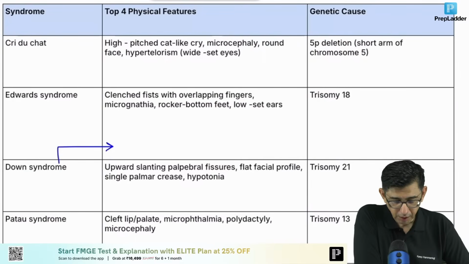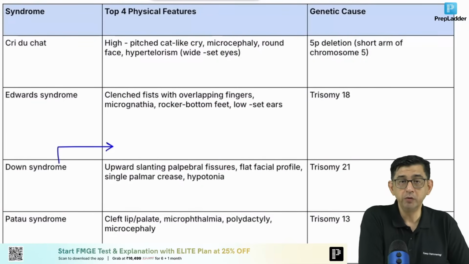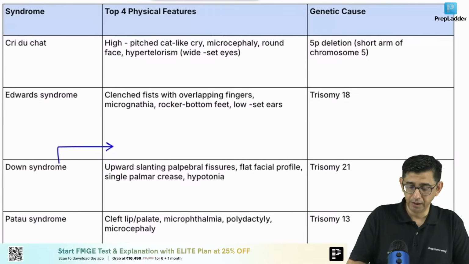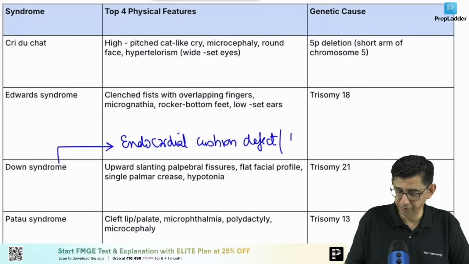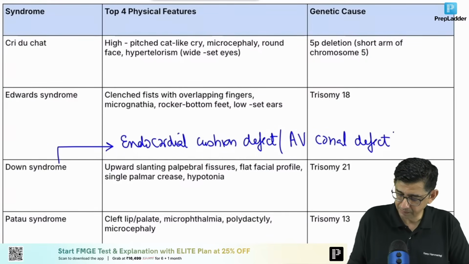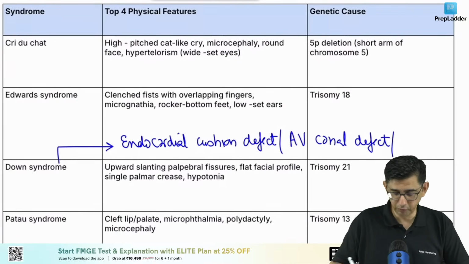Yes guys, in a Down syndrome patient, what is the commonest heart disease that is encountered? Overall it is ventricular septal defect, that is understandable, but in patients of Down syndrome we have what is called endocardial cushion defect. This endocardial cushion defect is also called AV canal defect, and I deliberately changed the options. The option for you would be ostium primum.